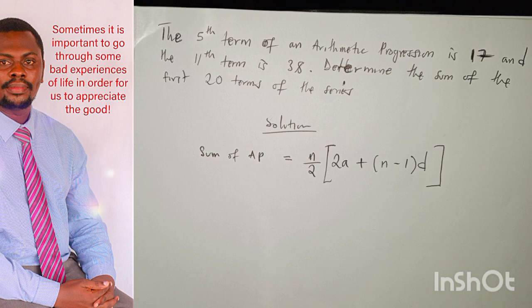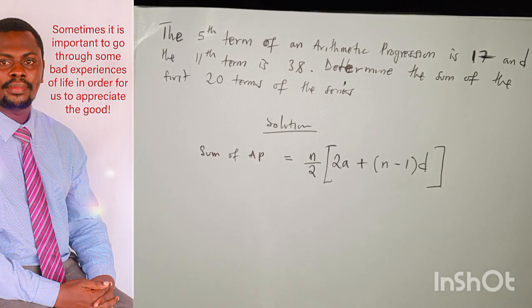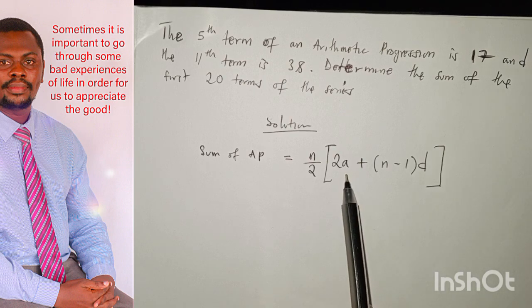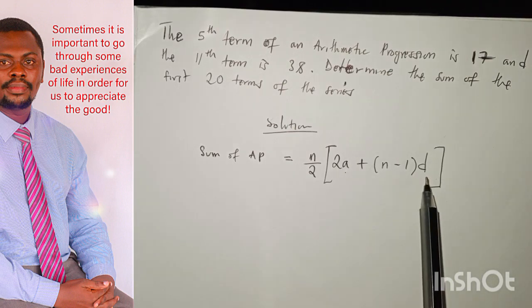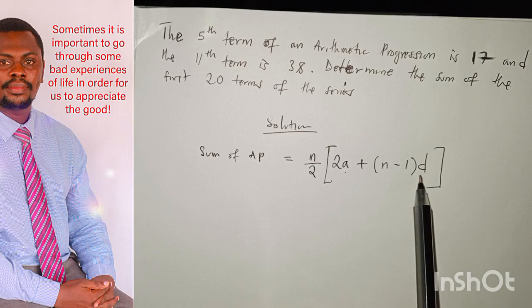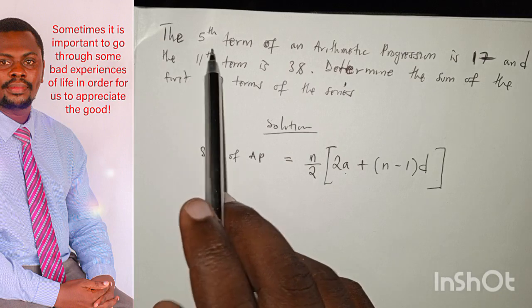Now, the value of n we know, it's 20, it's given. The value of a we don't know, and the value of d we also don't know. So the values of a and d, that is the first term and the common difference, will be calculated from the information which is given. Okay, we have this information.